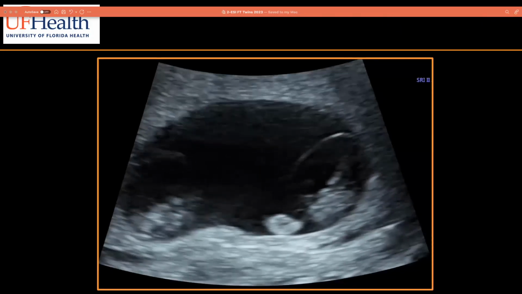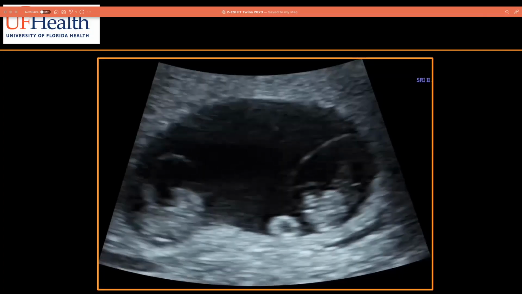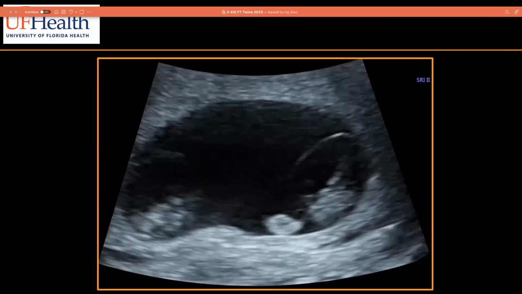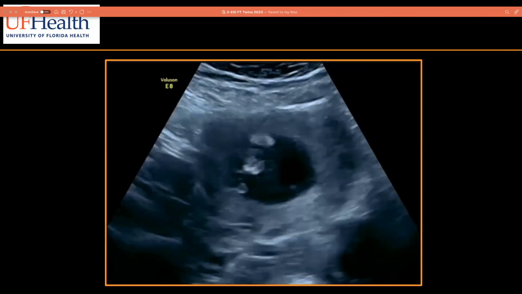And here, as you look at these 2, you can see 2 yolk sacs, you can see the amnions, but not much of a separation otherwise. And so these are monochorionic diamniotic twins.